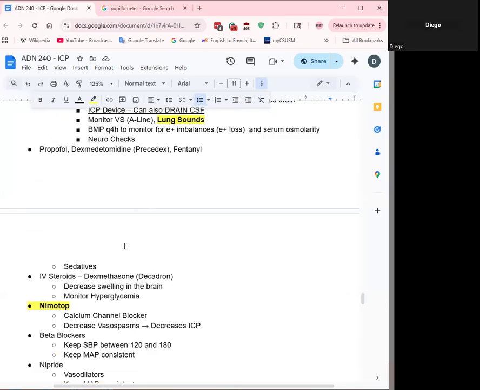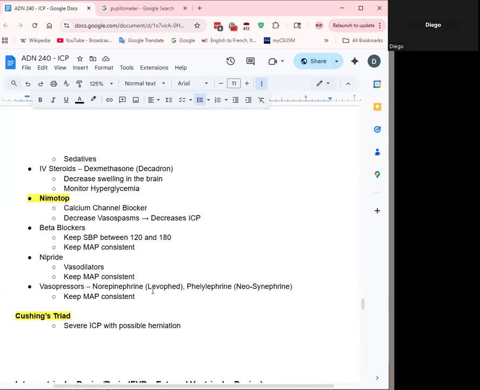The other things that would be included are propofol, a medication called Precedex, and fentanyl for sedation. So the patients on sedation are going to be on these medications. Sometimes they're on just propofol. Sometimes they get propofol and fentanyl. Sometimes they get Precedex and fentanyl or some other combination.